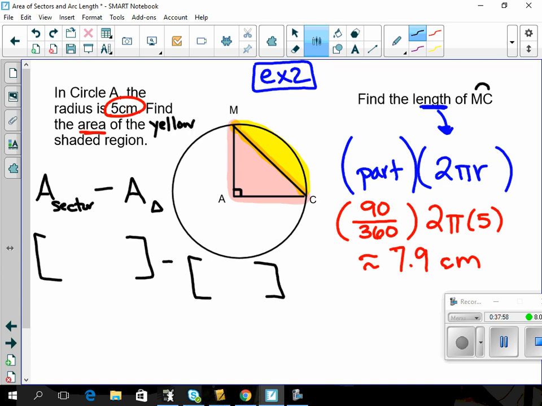So, area of the sector. Area. It's part of pi r squared, right? Pi r squared is the area. What's the radius here? The radius is 5. And then what is my fraction for the part? What degree over 360? Good. And you can find that number.